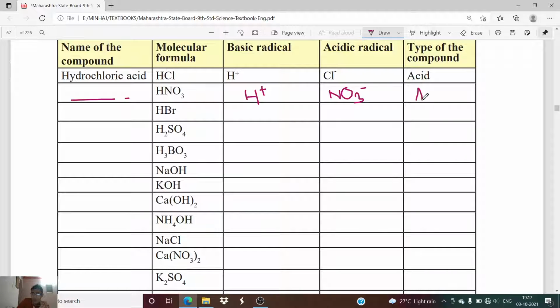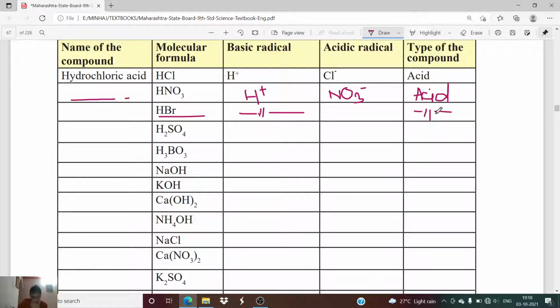Okay, it is an acid. Now next it is HBr, so hydrogen bromide, the compound name is hydrogen bromide. The basic radical is H plus again, and the acidic radical is Br minus. Type of the compound, again it is an acid, as H plus is there as a basic radical, that means this compound is also an acid.